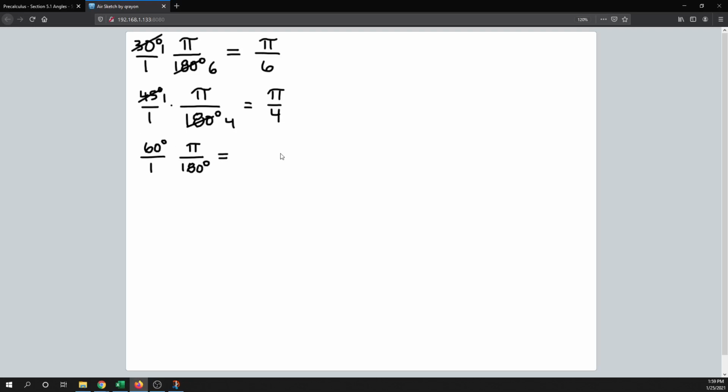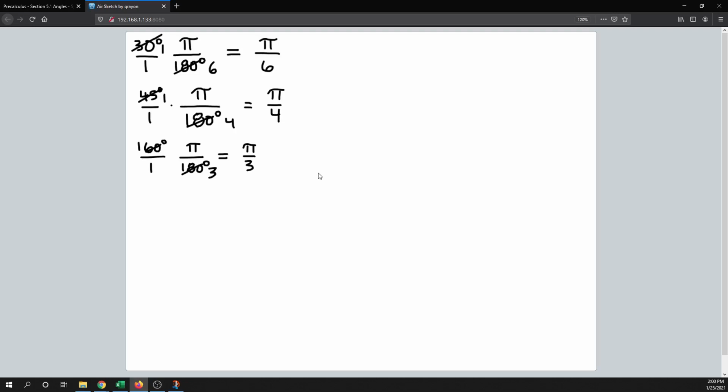And here, this reduces again. 60 goes into itself once, and it goes into 180 3 times. So you get pi over 3, multiplying across. 1 times pi is pi, 1 times 3 is 3. All right, and so 60 degrees is pi over 3 radians.